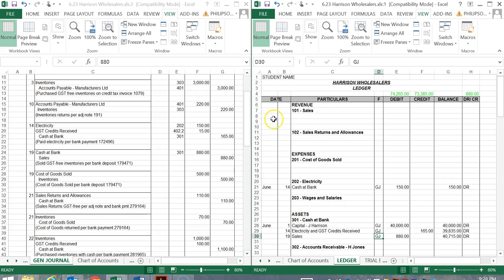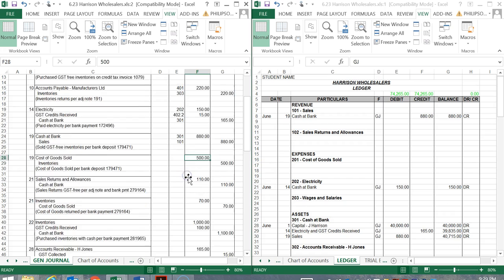Now sales, 880 credit to the sales account. Come up to the top to our revenue. It's our first one, so we put the month in. That's the 19th, and it says $880 credit. Debit side of our journal is cash at bank, so that's our particulars. Folio that, 101. Balances at the top. Balance, nothing's out of whack, so we continue on.